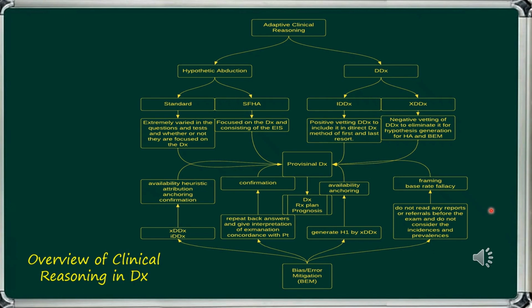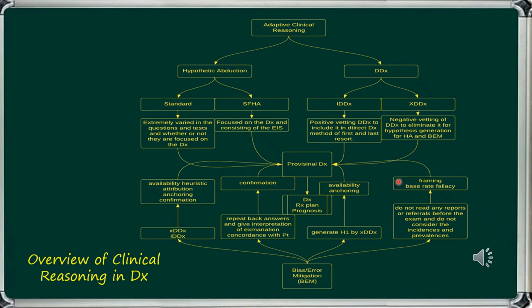And as far as framing is concerned, don't read any reports, documents, even the referrals, don't do that. Don't speak to anybody who's seen the patient before. Don't read letters from people who are asking you for an opinion on it. Just do a blind examination on this patient, and that will limit both framing and diagnostic momentum biases. Don't worry about prevalences and incidences. Don't worry about the base rate. This will give you a pre-examination probability, and that can bias you as well.